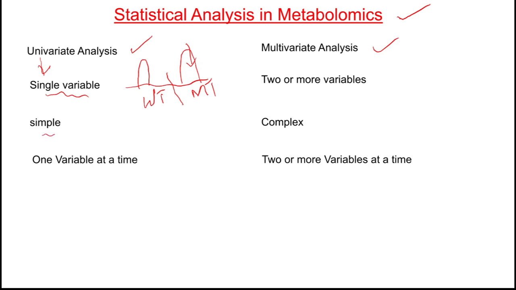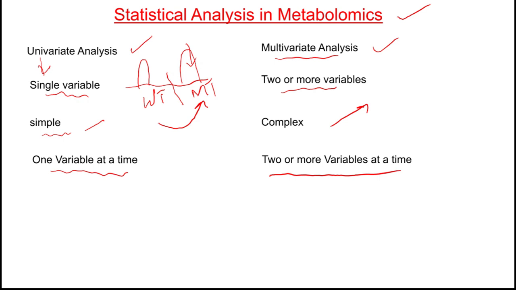And as we know, this is the simple one, and we compare one variable at a time. I mean we do comparison of one variable with one variable. And in the multivariate analysis, we can do comparison with two or more variables at a time. As we know, the univariate was simpler, and the multivariate analysis is complex, and we can also perform two or more variables at a time.